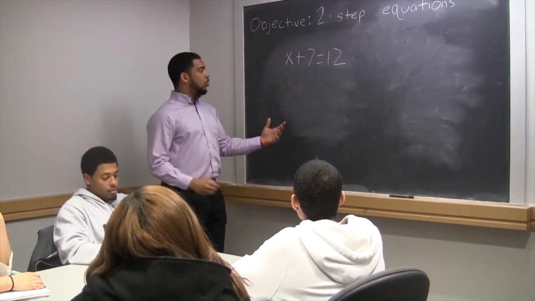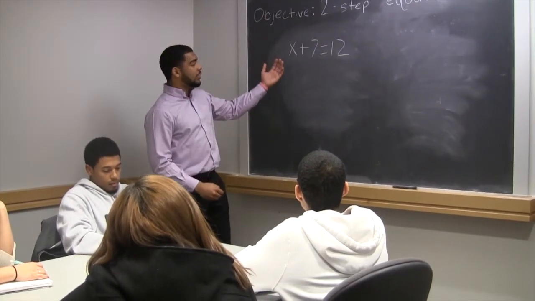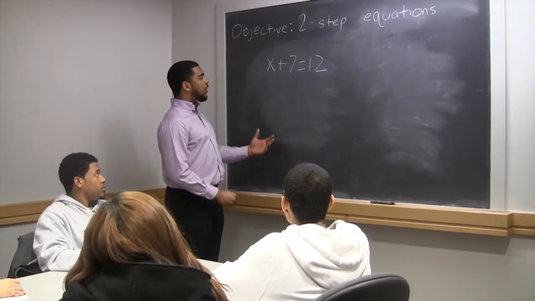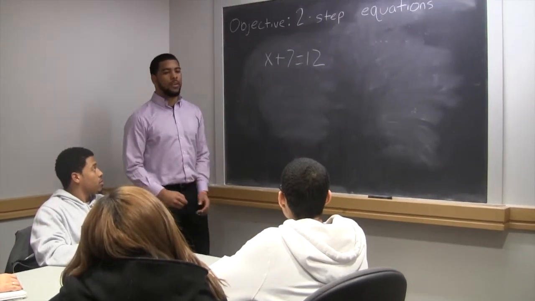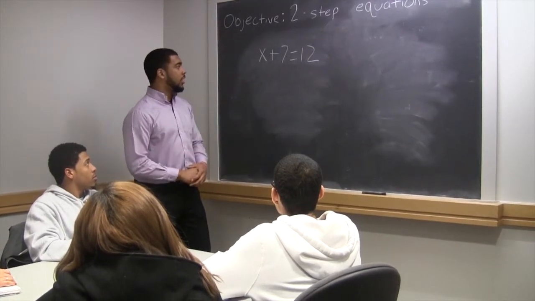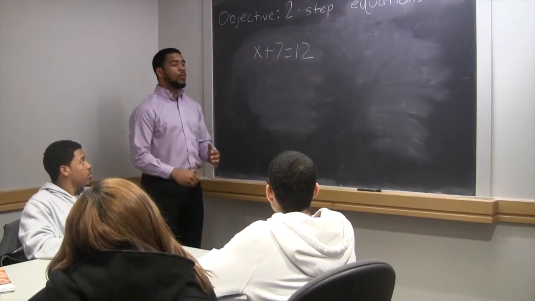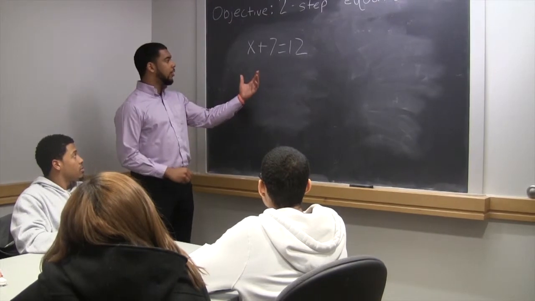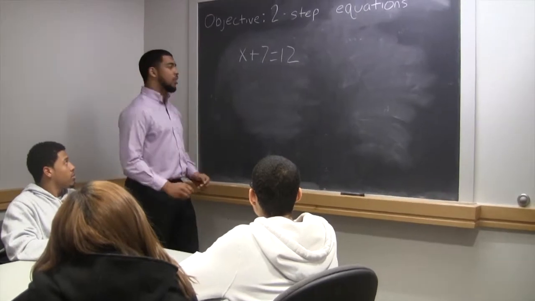So what we want to do to solve this equality is isolate our variable, x. So we want to get x equal to a number. In order to do that, we have to move our 7 to the other side to get x by itself. The way we do that is we do the inverse operation. The inverse operation of addition is subtraction, and the inverse operation of multiplication is division, vice versa. So since we have addition here, we're going to use subtraction.